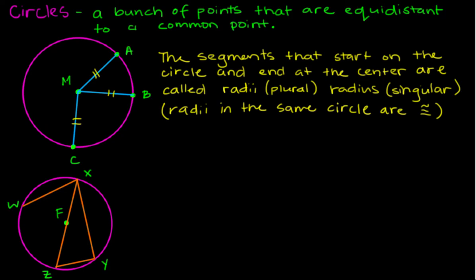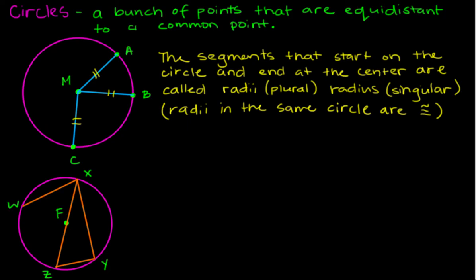All right, so now I have a second circle. We got this circle here. This circle has a center at F, and we call this guy circle F. The circle above it, that first circle that we were working with, we call circle M. All right, so in circle F, you'll notice that there aren't that many radii. So the question then is, why is WX not a radius?